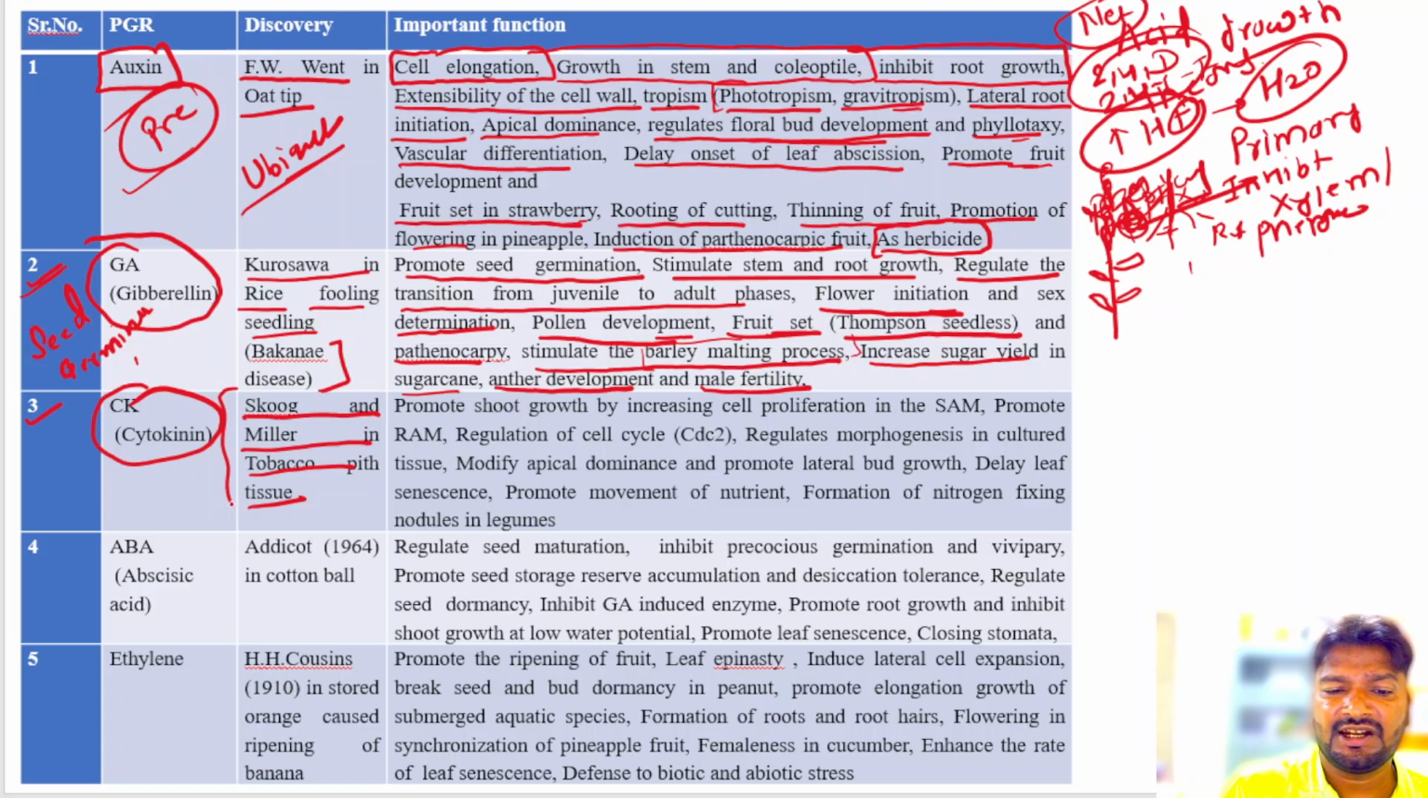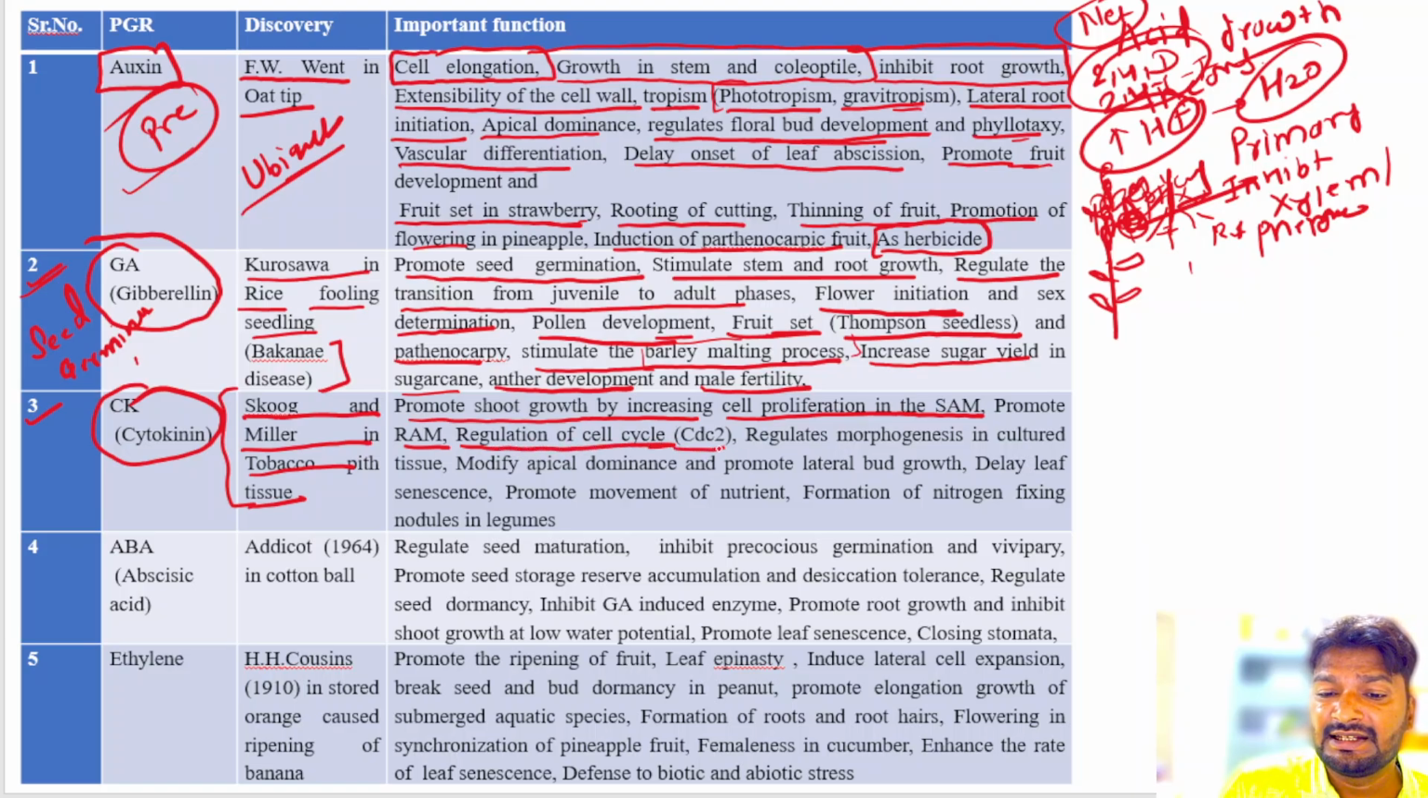ठीक है, तो ये इसकी डिस्कवरी हो गई. And this cytokinin promote the shoot growth by increasing cell proliferation in the shoot apical meristem and promote the root apical meristem. Means ये आपका shoot and root growth दोनों करता है by the cell proliferation in the shoot apical meristem and the root apical meristem, increasing the cell number. Okay. It also has important role in the regulation of cell cycle.